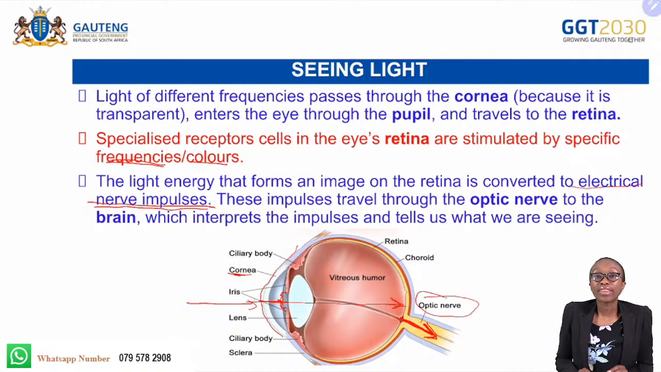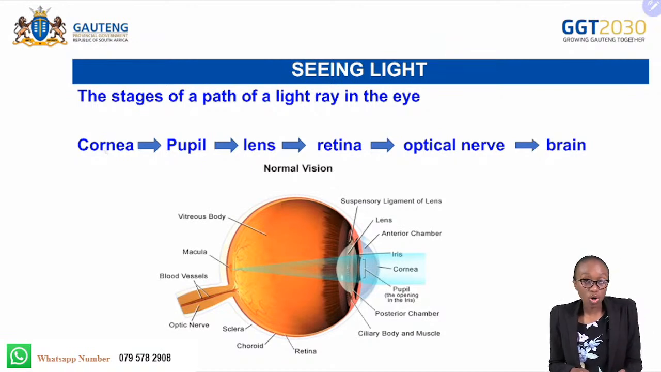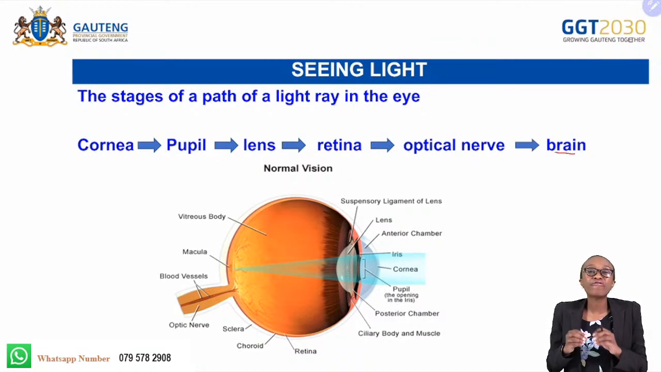Okay, so that's how we see light. That's how our eyes function, or our eyes see light. So once again, what are the stages of the path of a light ray in the eye? We start off at the cornea, then it moves on to the pupil, then the lens, then the retina, the optic nerve, and then lastly the brain. This happens in a fraction of a second, in a split second.